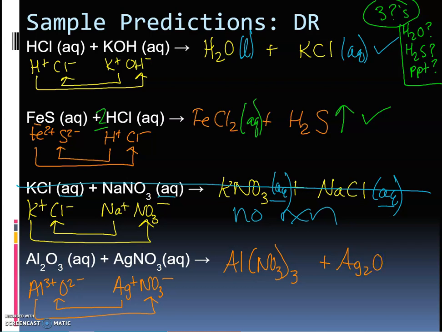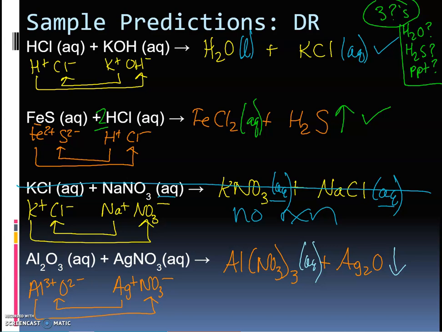Ask yourself 3 questions. Did I make water? No. Did I make H2S? No. Did I make a precipitate? I don't know. So, rule-wise, all nitrates are soluble, so this is AQ. But if I look at the Ag and the O2 minus, I find that there is an I there. So here is my precipitate. Yay! Now all I need is to balance it.